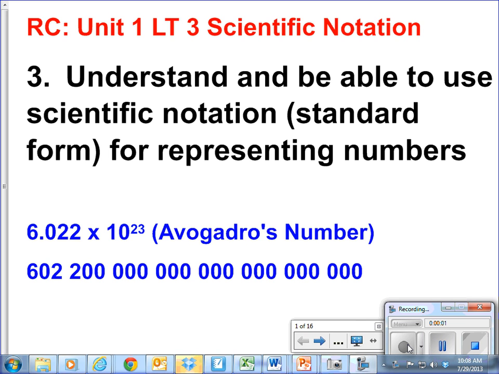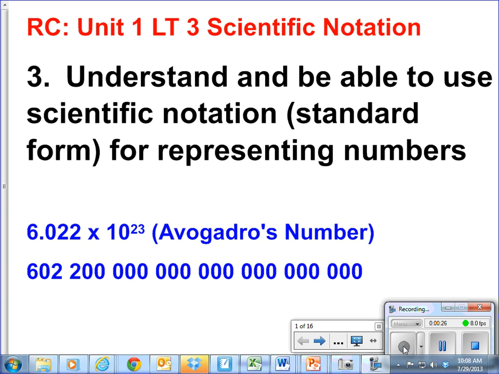Okay, so welcome to Regular Chemistry Unit 1, Learning Target 3 on scientific notation. In this learning target, I'm asking that you be able to understand how to use scientific notation to convert units from standard form to scientific notation, and also to perform some calculations. So you should probably remember scientific notation from previous science courses and, of course, your math courses as well.